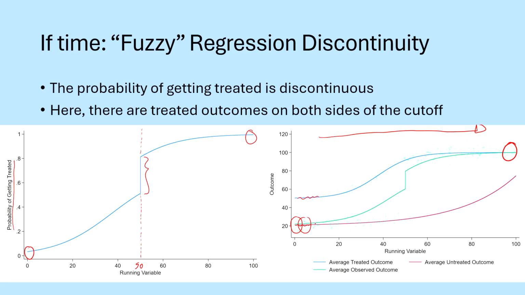So this green line is plotting the average of the green dots all along the running variable. And you'll notice that because the probability of being treated jumps at 50, that is going to create a jump in the outcomes over here. So there will be a jump in outcomes, but you can tell that that jump in outcomes is not the same as the full jump in outcomes that constitutes the treatment effect. So this is the full treatment effect.